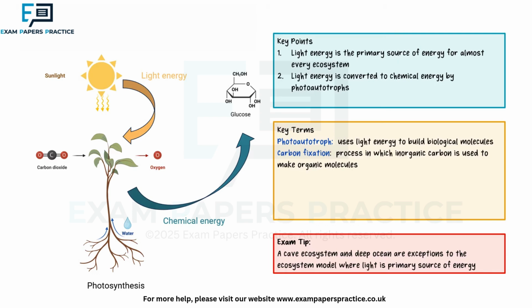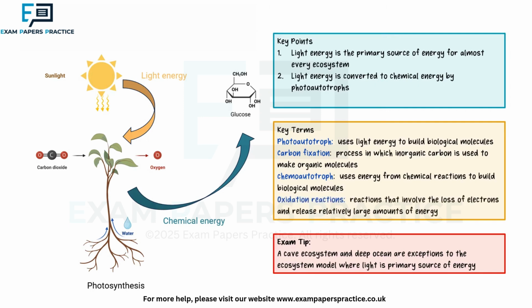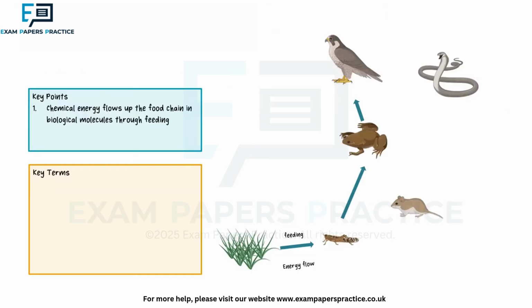While most ecosystems rely on this process, there are some unique cases where chemoautotrophs use chemical energy from oxidation reactions. Oxidation reactions are reactions where there is a loss of electrons from one or more atoms, and it releases a relatively large amount of energy. This energy is captured to build biological molecules. Iron oxidizing bacteria, for instance, are remarkable organisms that thrive on the large amount of chemical energy released in these oxidation reactions. The chemical energy contained within these biological molecules is then passed up the food chain through feeding.